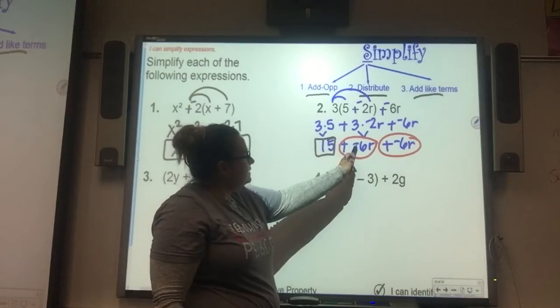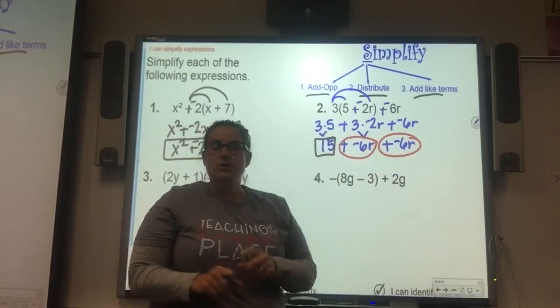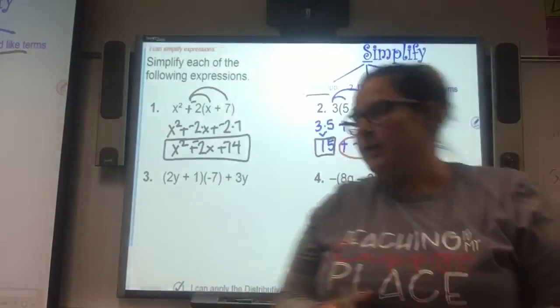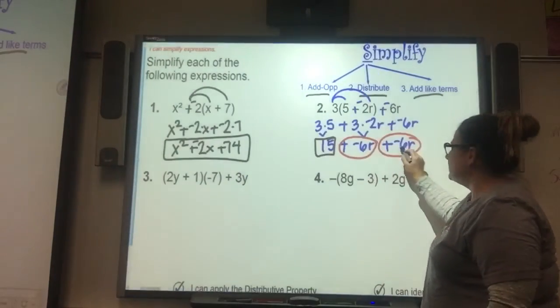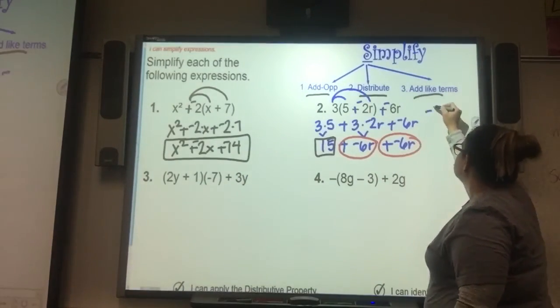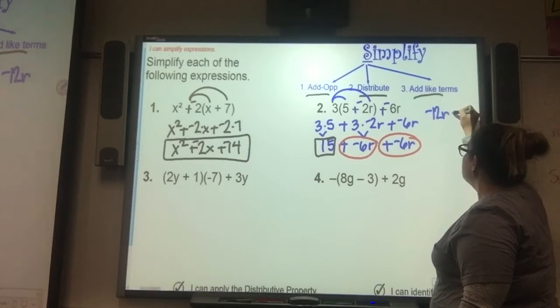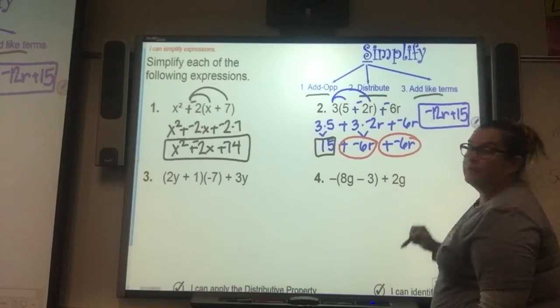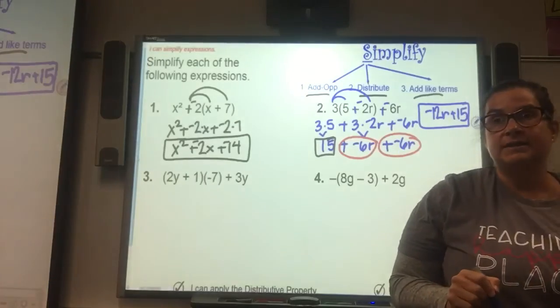So negative 6 plus negative 6. When you add two negatives together, they stay negative. So 6 negatives and 6 more negatives, that's negative 12r plus 15. Negative 12r plus 15.